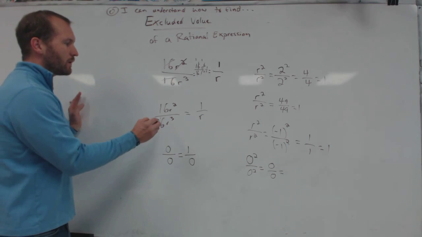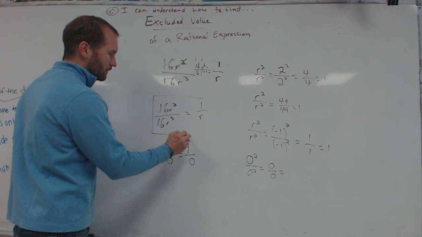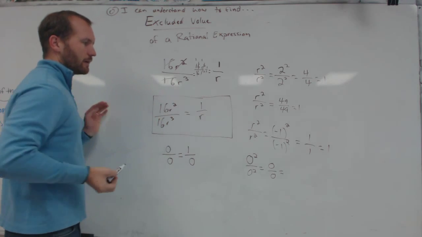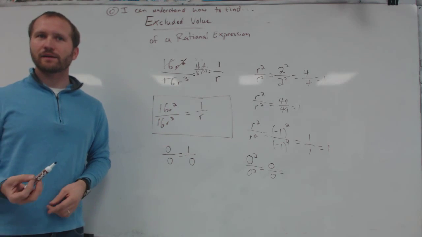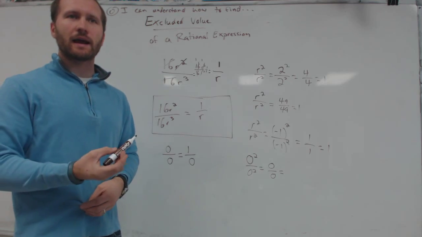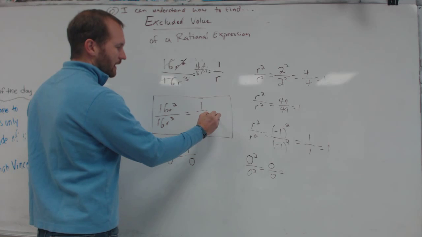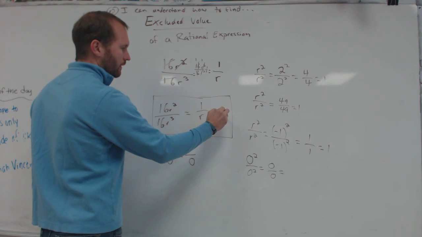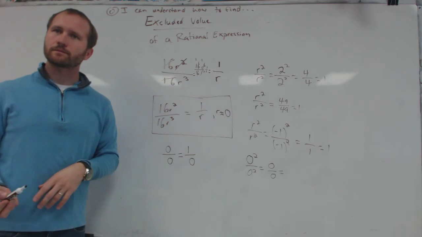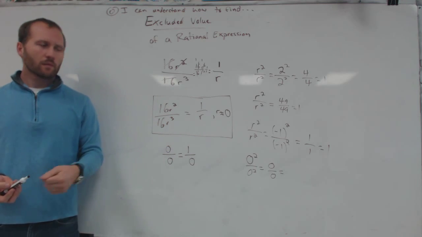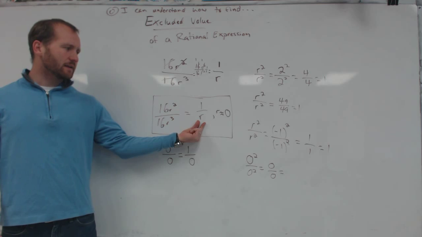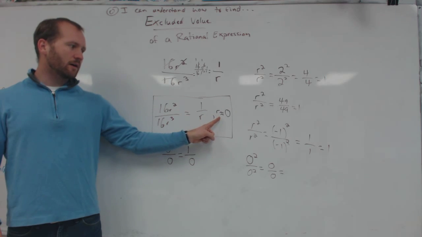So, we can say that this is true as long as we write down an exception. And this is the piece that we're going to add today. This is called the excluded value. We just have to simply write r does not equal 0. So this is equal to this as long as r does not equal 0.